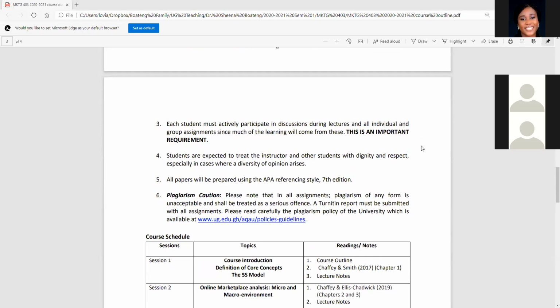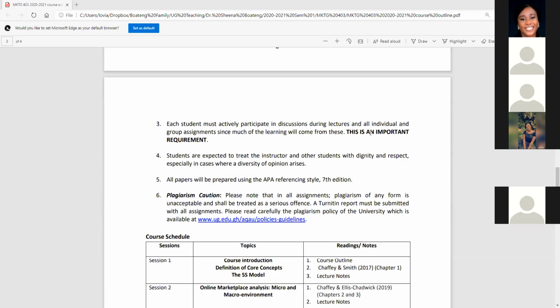Good. At the same time, there's another very important thing I want you to take note of, and which is plagiarism. When you are given assignments, do not just go and look on another person's work and copy what they have done and submit it. The University of Ghana frowns at that 100%. So make sure that everything that you submit is entirely your work.